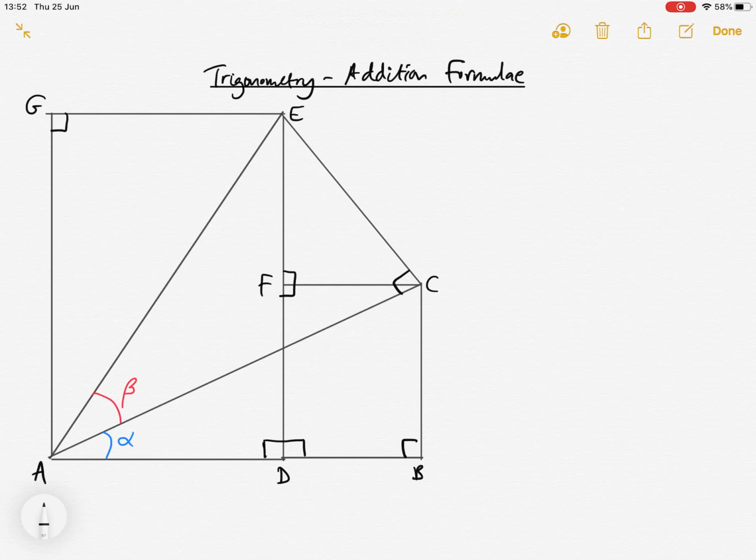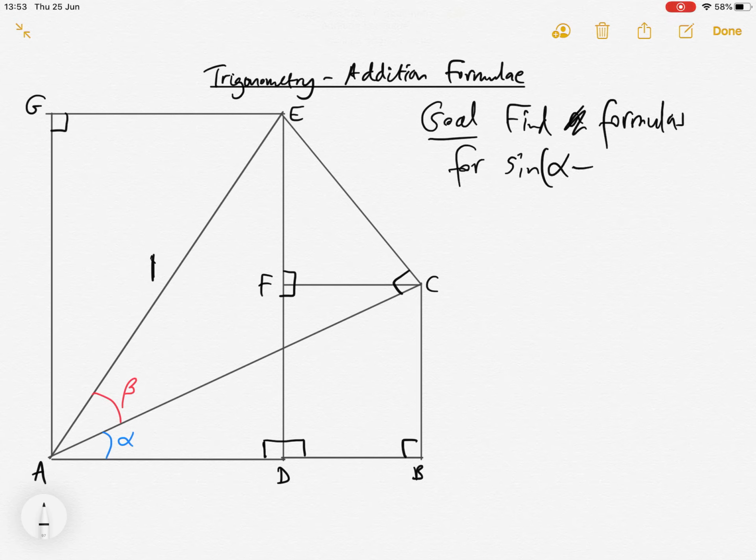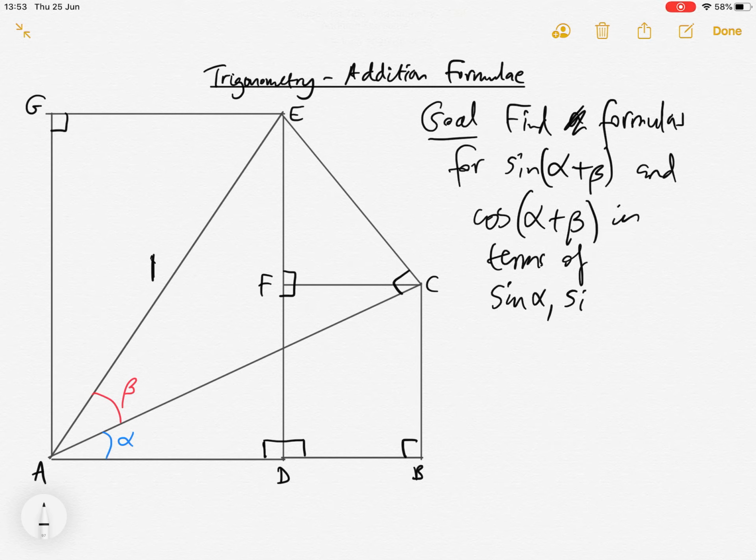in a moment, you're going to pause the video and have a go at labeling as many different sides and angles in this triangle as you can. I've forgotten an important piece of information, which is that the diagonal AE is of length 1. And the goal, what we're trying to do, is to work out a formula or formulas for sine of alpha plus beta and cos of alpha plus beta in terms of sine alpha, sine beta, cos alpha, and cos beta.